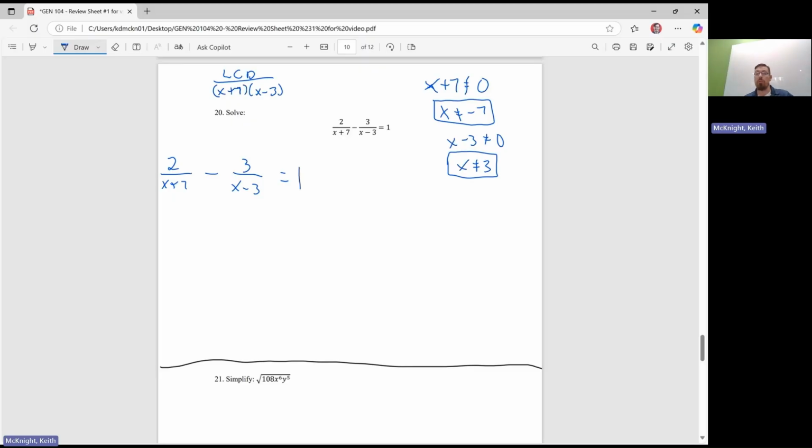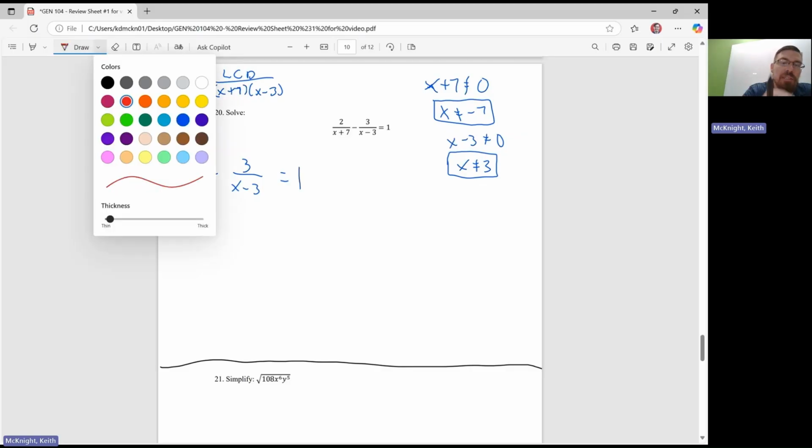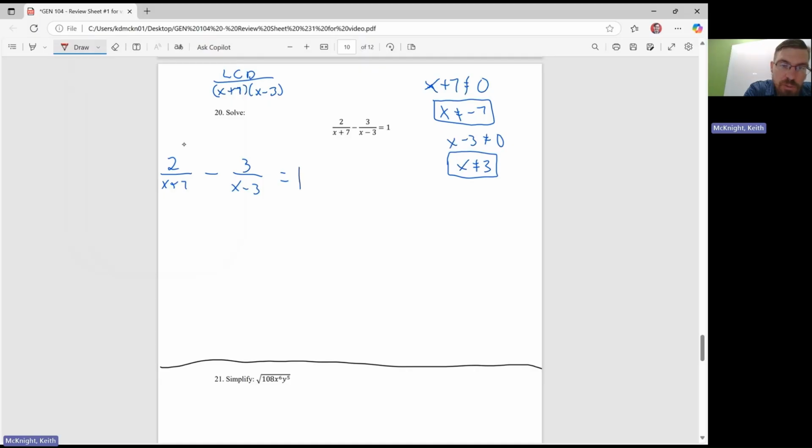So what we're going to do is multiply that to each part of our equation and then see what happens. So it's going to be a lot of writing, but a lot of things will cancel eventually. So we're going to multiply this by x plus 7 and x minus 3. We're going to multiply this by x plus 7 and x minus 3. And we're going to multiply, even though the 1 is not a fraction, it also gets multiplied by both. Okay. So we've multiplied our LCD to everything.